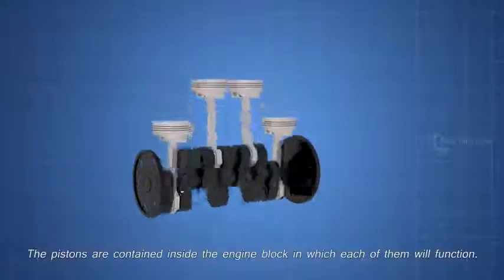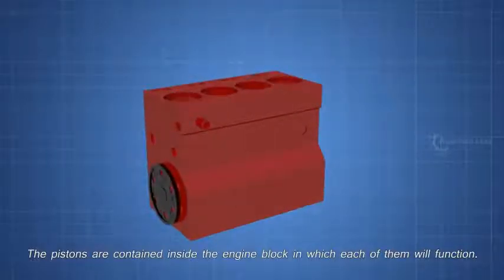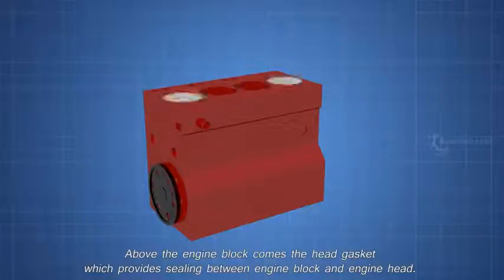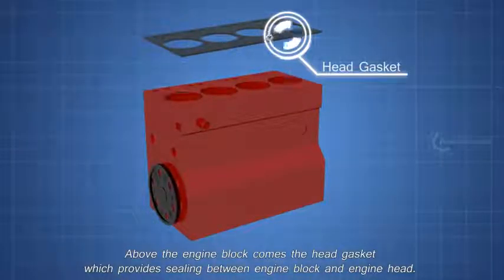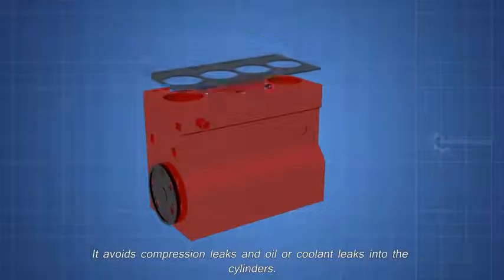Now, let's see how these parts work together. The pistons are contained inside the engine block, in which each of them will function. Above the engine block comes the head gasket, which provides sealing between the engine block and engine head. It avoids compression leaks and oil or coolant leaks into the cylinders.